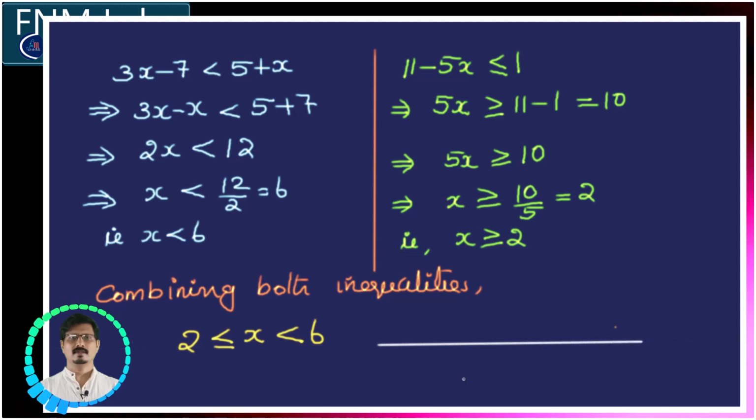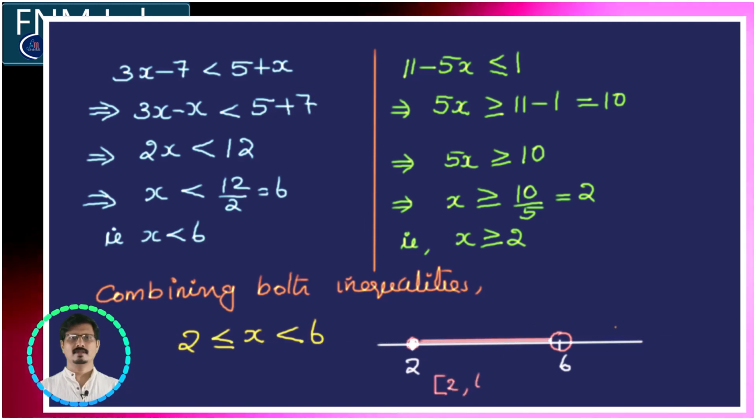We can mark this interval on the number line as shown here. A darkened circle on 2 on the number line says that the number 2 is included in the interval, and a hollow circle on 6 on the number line says that 6 is not included in the interval.